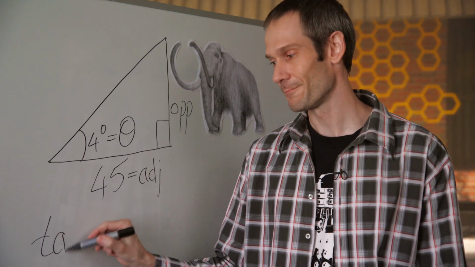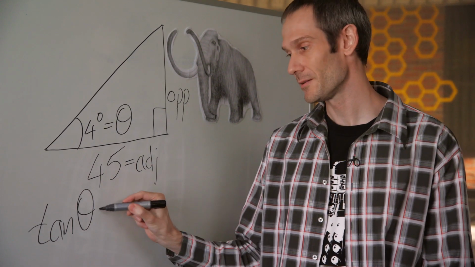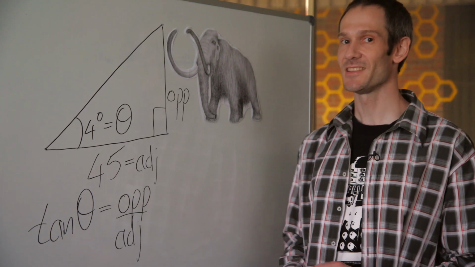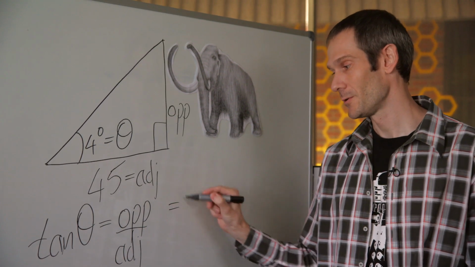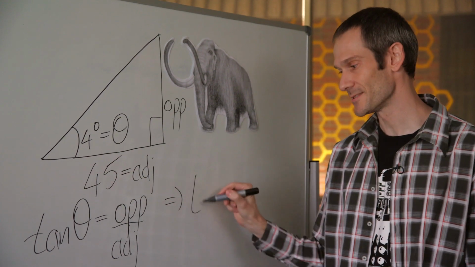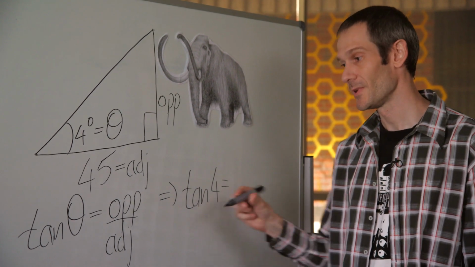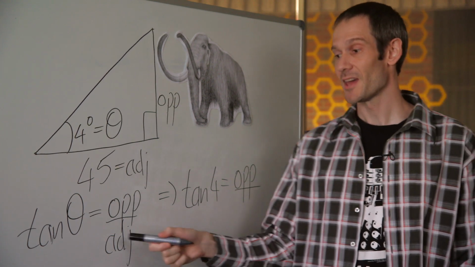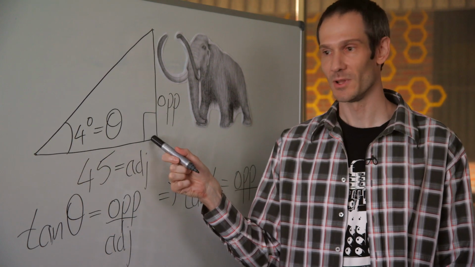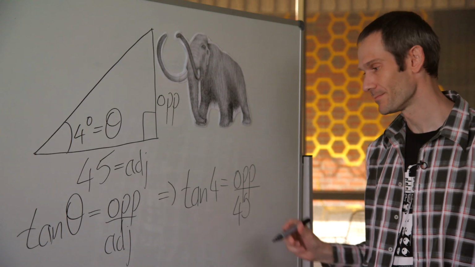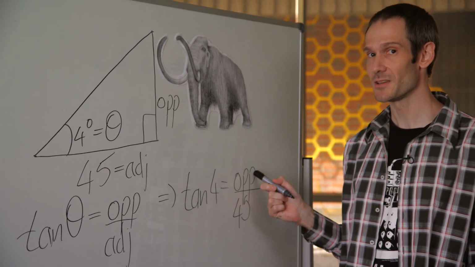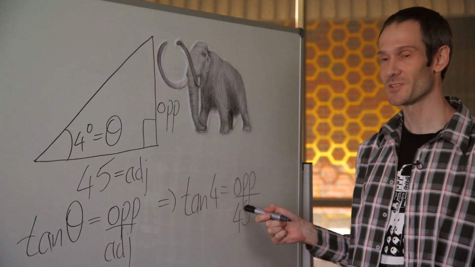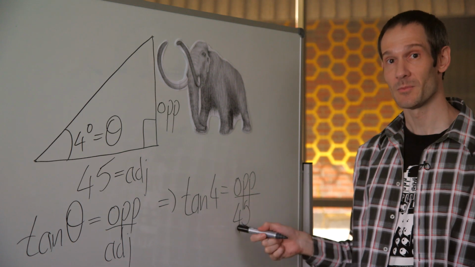From before, we know the tangent of an angle theta must equal the opposite length divided by the adjacent length. So we were given the angle theta, 4 degrees. Opposite is the height of the woolly mammoth that we're trying to determine. And our adjacent length is our distance away from the woolly mammoth, 45 metres. So, trying to solve for opposite, we must make it the subject of the equation. We must get rid of this 45. To do so, we just multiply both sides of the equation by 45.